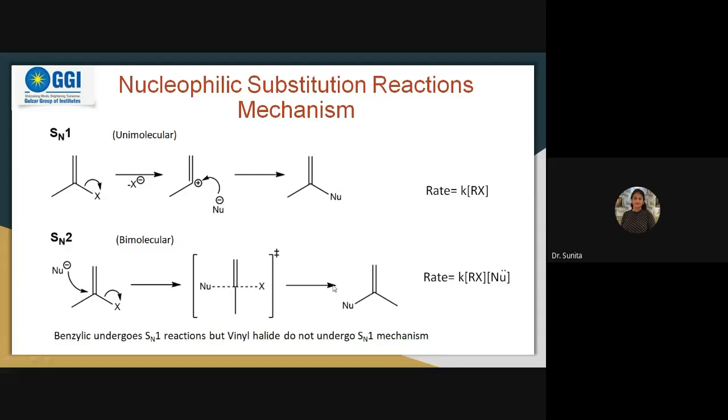Then what happens? After that, this X will leave and the nucleophile will get attached. See the difference between these two reactions. Here the nucleophile has attacked from where the charge has been. It can be a front side attack. Here you can see this is the carbocation generated.